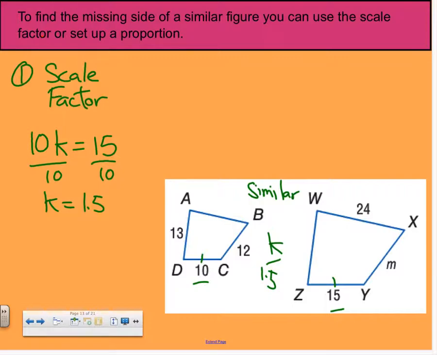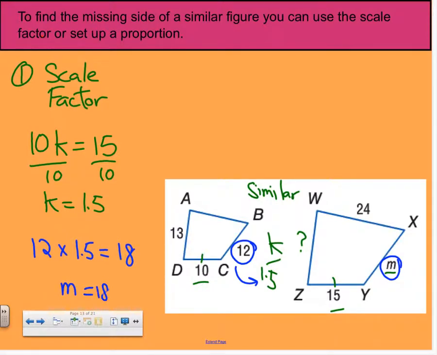I can take 13 and multiply it by 1.5 and get this missing side here. But the one we're interested in is M. So I'm going to take 12 and multiply it by the scale factor. 12 times the scale factor 1.5 equals 18. So my missing side has a length of 18. How many people feel like they could do that? Figure out what the scale factor is and then use it to find a missing side. If you like that, that's great. Now let me show you the other way, and if you like that better, we'll go with that one.